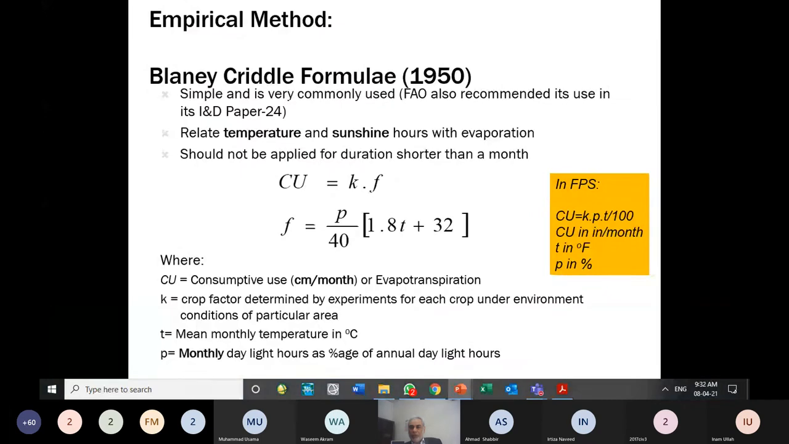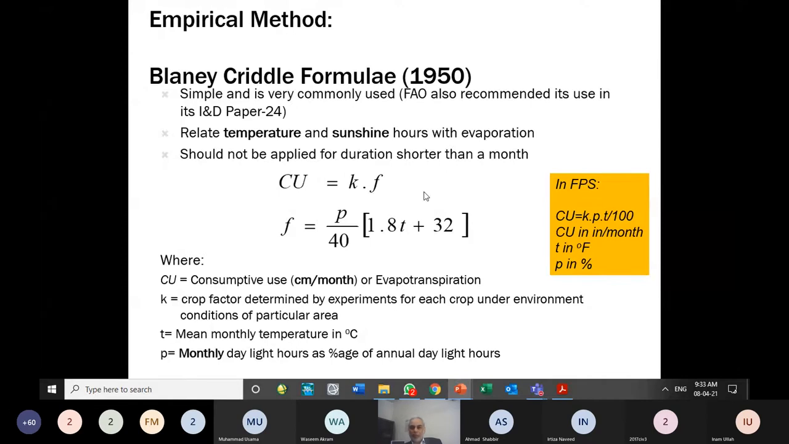Another method, which is also frequently used and which is recommended by the Food and Agriculture Organization also, they call it the Blaney-Criddle method. Now the Food and Agriculture Organization, in addition to Blaney-Criddle, also recommends that we should use the Penman-Monteith equation for estimation of evapotranspiration if climatic data is available, like sunshine hours, wind speed, humidity. If these things are available to us, then we should go to the Penman-Monteith equation. The Blaney-Criddle method requires even less data as compared to the Penman-Monteith equation.